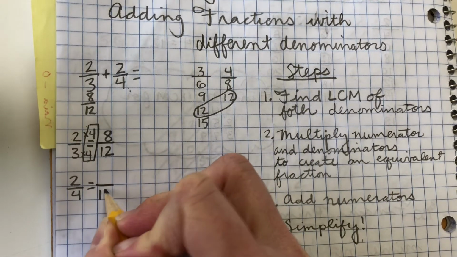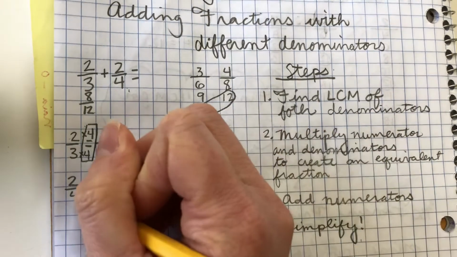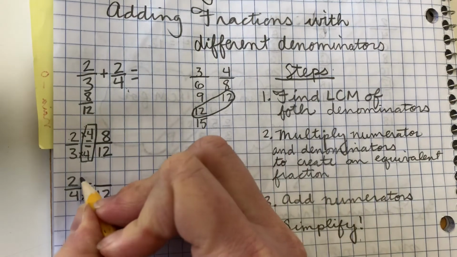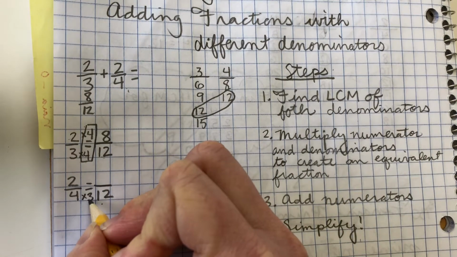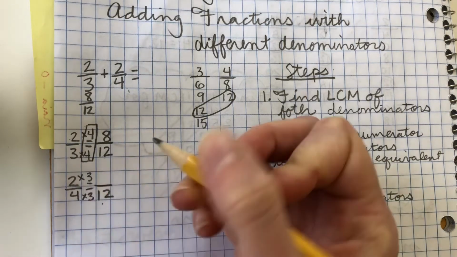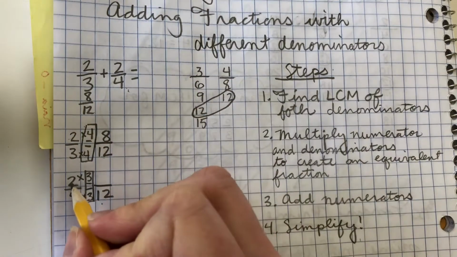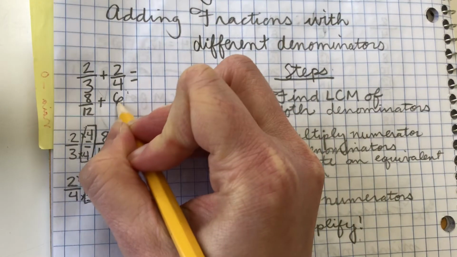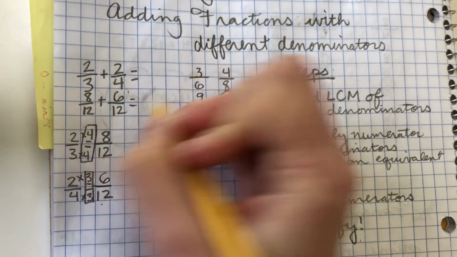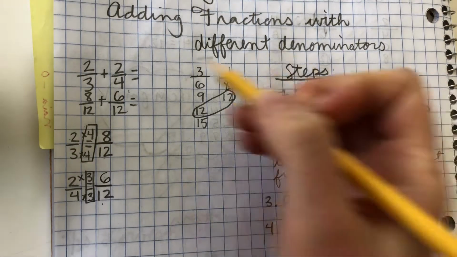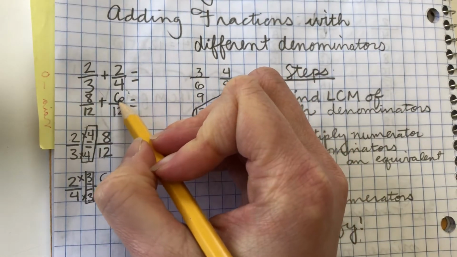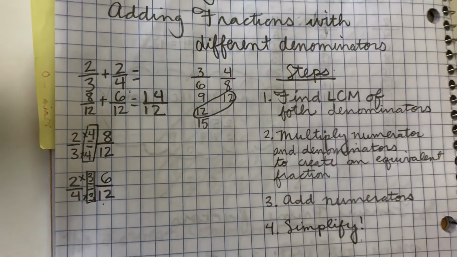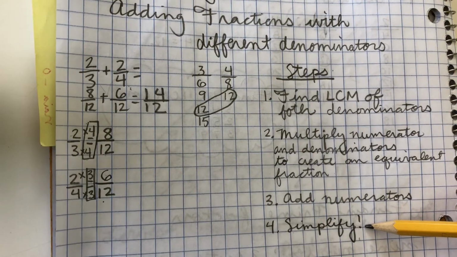We're going to do the same for 2/4. 2/4 equals some fraction with a denominator of 12. So 4 times 3 gives me 12. And whatever I multiply the denominator by, I multiply the numerator by. So we have 3/3. 2 times 3 is 6. So that is our new fraction. Now I add the numerators, 8 plus 6, and I get 14/12.